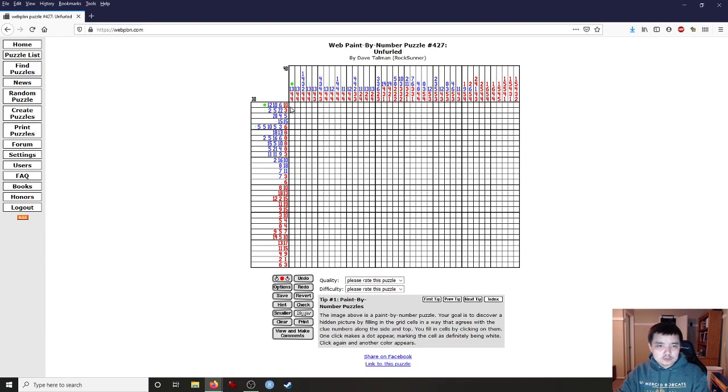So we have 13 blue cells in this left column, and logically it'll turn out that at least these 12 have to be blue. So I'm going to go ahead and fill those in.